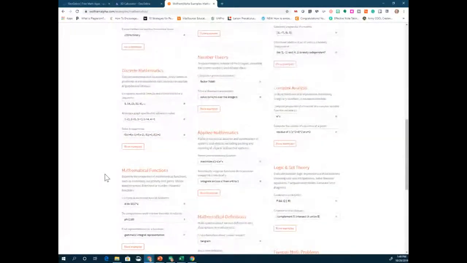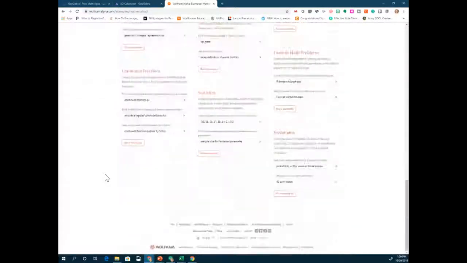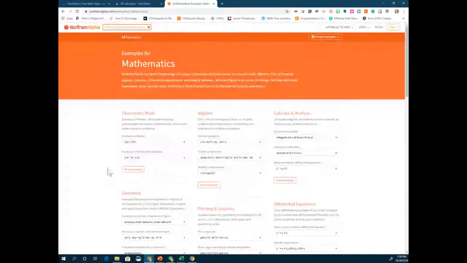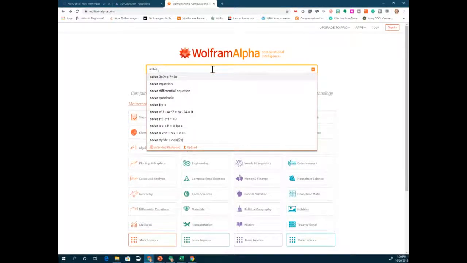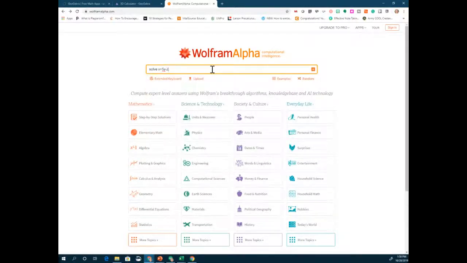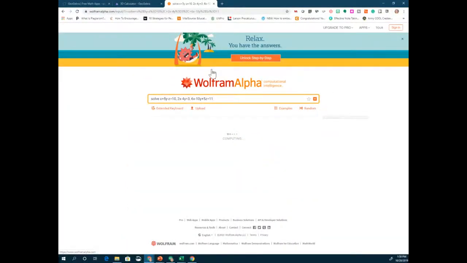Let's see if they have any examples here. Okay, they don't have an example of a system. But if I go back, usually they have examples and then you can just click on one of these. But I would type up in this box, solve, and then you can type your equations. So I'm going to just make something up. x plus 5y minus z equals 10, comma, let's say we have 2x minus 4y equals 3, and then let's have 6x minus 10y plus 5z equals 11. I'm just totally making these up. It's probably going to be really nasty.